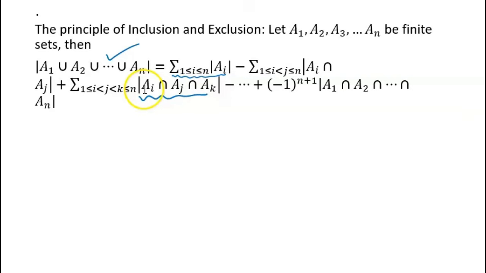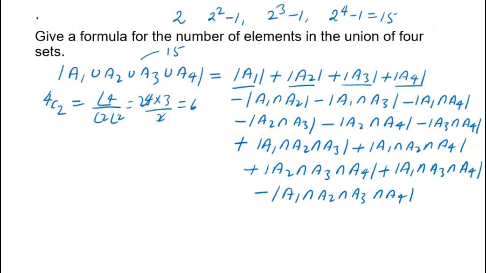And similarly, when I'm taking the intersection of 3 of them, I'm keeping i less than j less than k, right? So when I'm taking 3 of them at a time, I'm taking a1, a2, a3, then a1, a2, a4, then a2, a3 and a4, and then a1, a3 and a4, and finally I have taken 4 of them together. So this is how we can write the union of 4 sets, which counts the number of elements in their union.